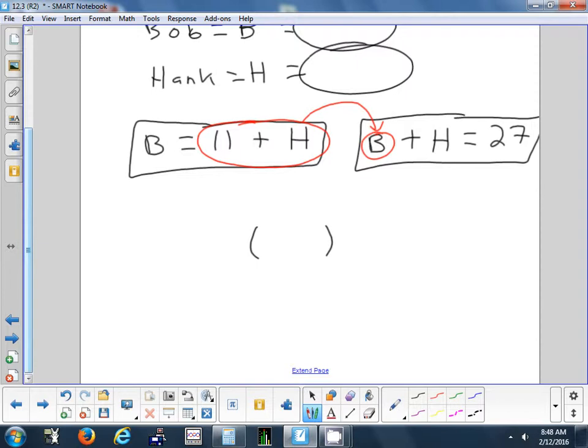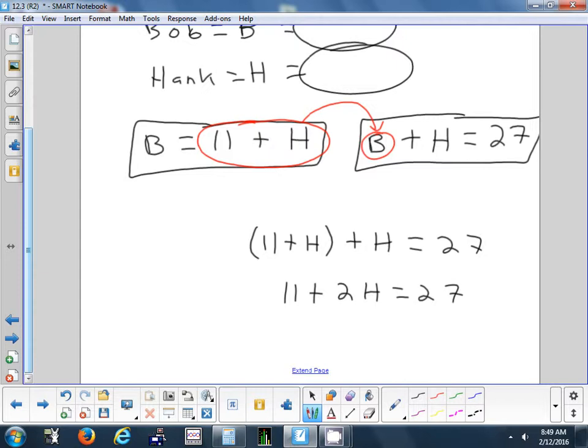Okay, who can give me my equation? 11 plus H. We still have that plus H. That doesn't go anywhere. Equals 27. Okay, what's 1H plus another 1H? 2H.